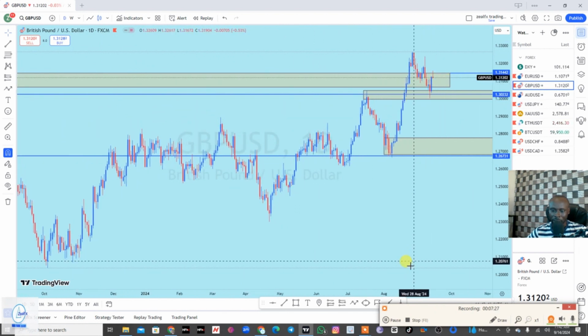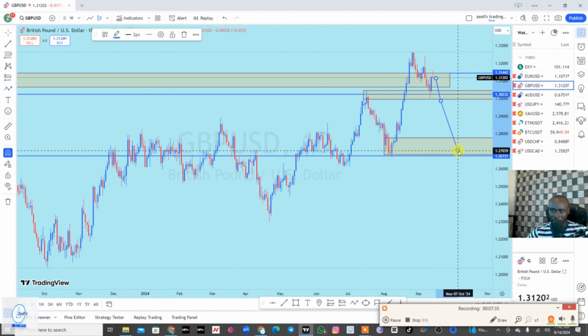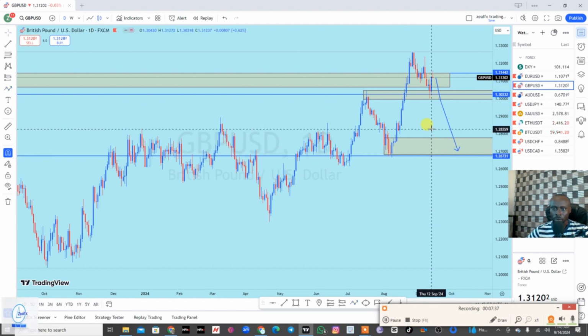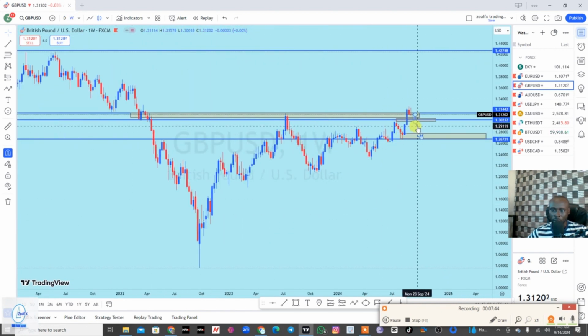So we expect the Great British Pound USD to move to this weekly support level. A break of this support level, we expect price to extend back to this area. So let's look at the weekly chart.